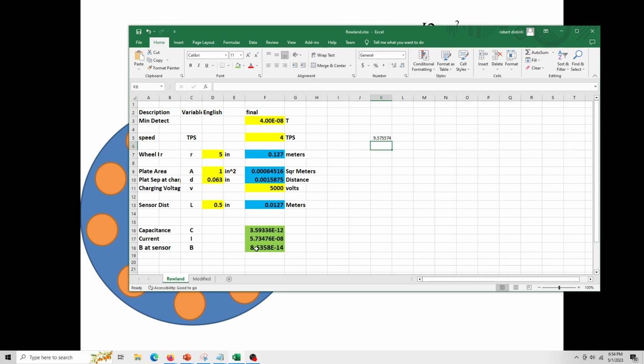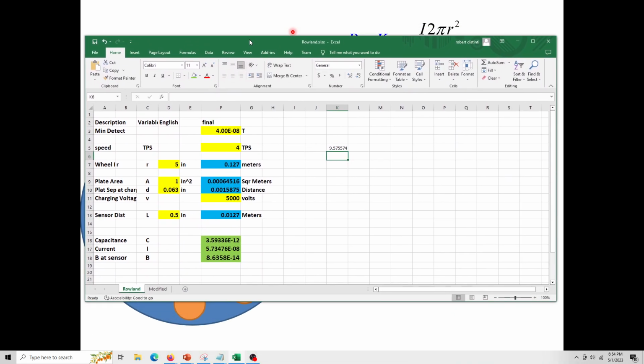So down here, we're looking at 4 turns per second with a 5-inch wheel, with each one of the plates having 1 square inch of area, and we're separating the charge plates from the charging plate by 1/16 of an inch. The sensor distance we're going to make 1/2 inch away from the edge of the wheel. And so the magnetic field at the sensor from this configuration is going to be 8 times 10 to the minus 14 teslas. This is effectively 2 million times smaller than what we can measure. So we have a situation here.